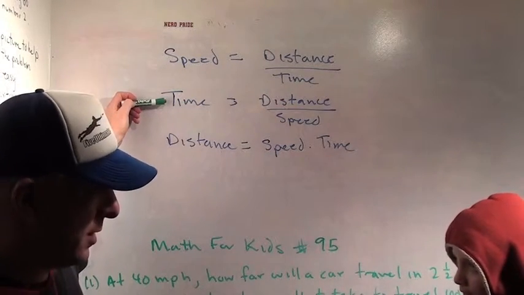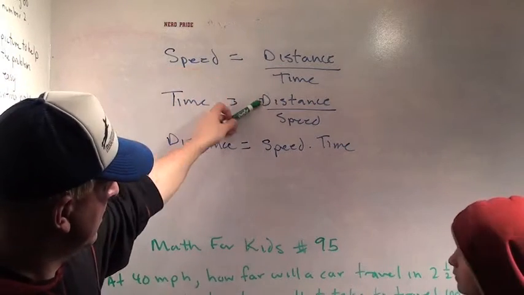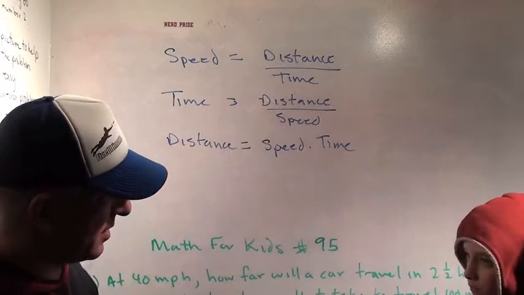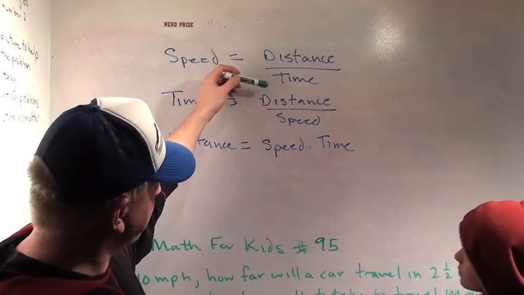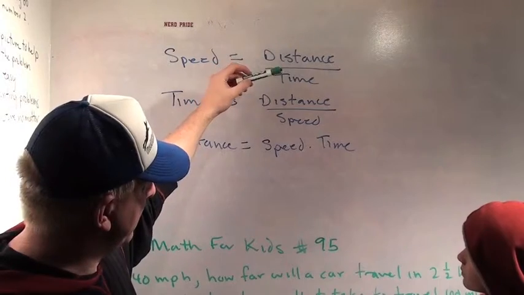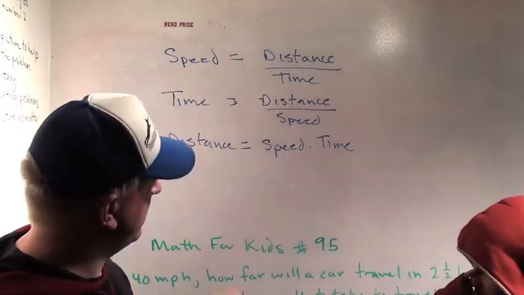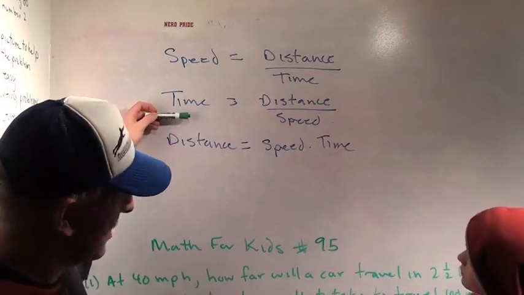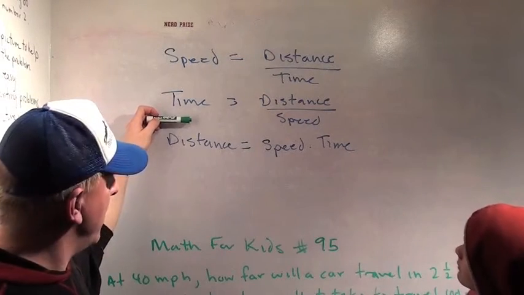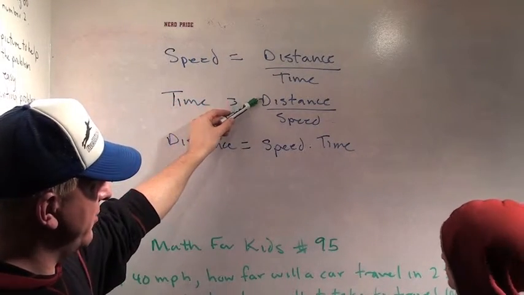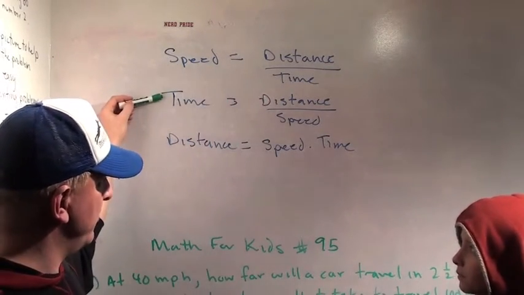So if you want to learn how long something took, you say, what was the distance divided by the speed, right? So in this one, if something went 100 miles in 2 hours, we would say it was going 50 miles per hour. In this one, if you needed to go 100 miles and you were going 50 miles an hour, how long would it take? Well, we would say 100 miles divided by 50, and 100 divided by 50 is 2, so that would be 2 hours.